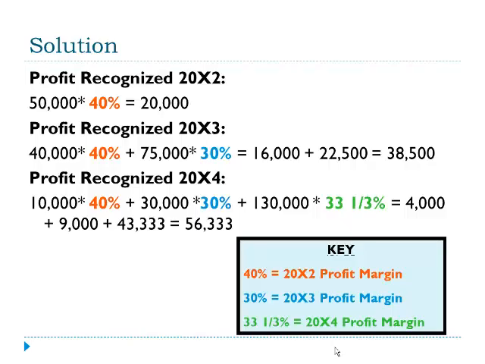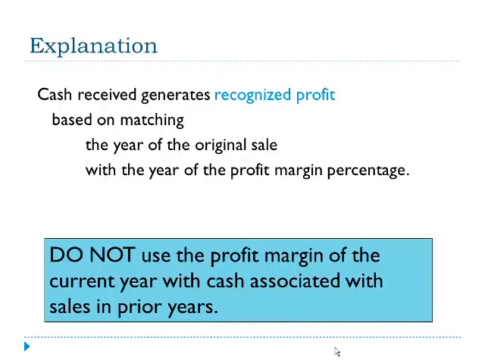In 2004, now there are 3 layers of cash received. I have cash received on the 2002 sales, on the 2003 sales, and on our current 2004 sales. I use the appropriate gross margin percentage for the year in which the sale took place. So I'm adding up figures from the gross margin for 2002, for 2003, and for 2004, and get $56,333.